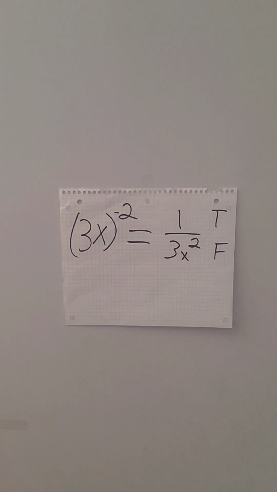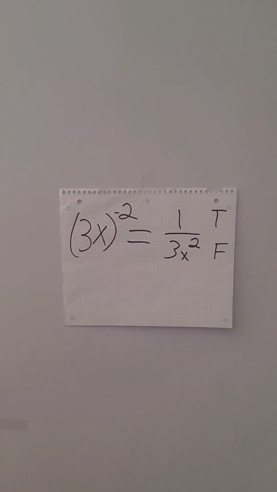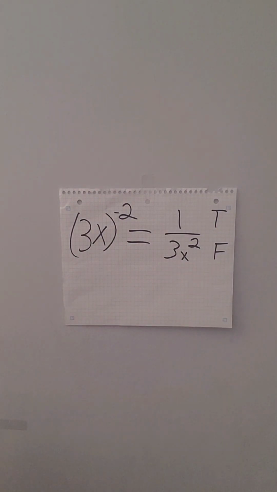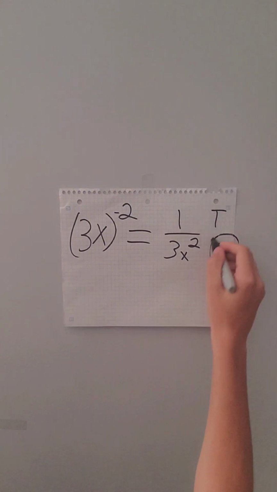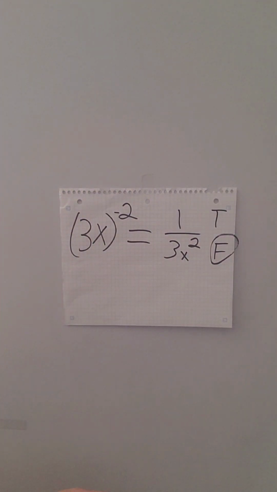This problem right here: (3x) in parentheses, squared by -2. Does that equal 1 over 3x squared? T for true, F for false. I thought this was true. It's actually false. Whoopsies. I'll show you the process that I went through, and I'll show you why it's false.